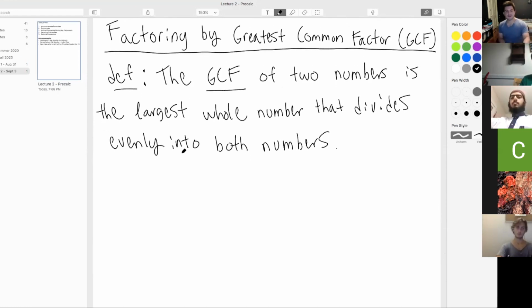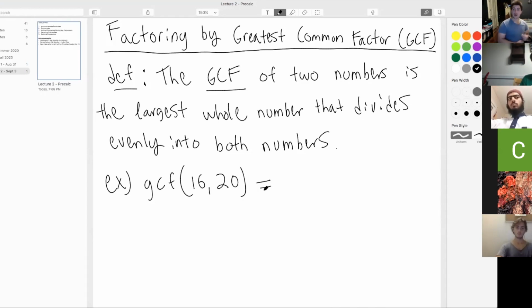All right, so let's just get some examples going here. First example, GCF of 16 and 20. What's the largest number that will go into both 16 and 20 evenly? 2 goes into both, but so does 4. And 4 is greater than 2, and 4 is actually going to be the greatest such number. So that would be 4, because 4 times 4 is 16, and 4 times 5 is 20. So it goes into both numbers evenly.